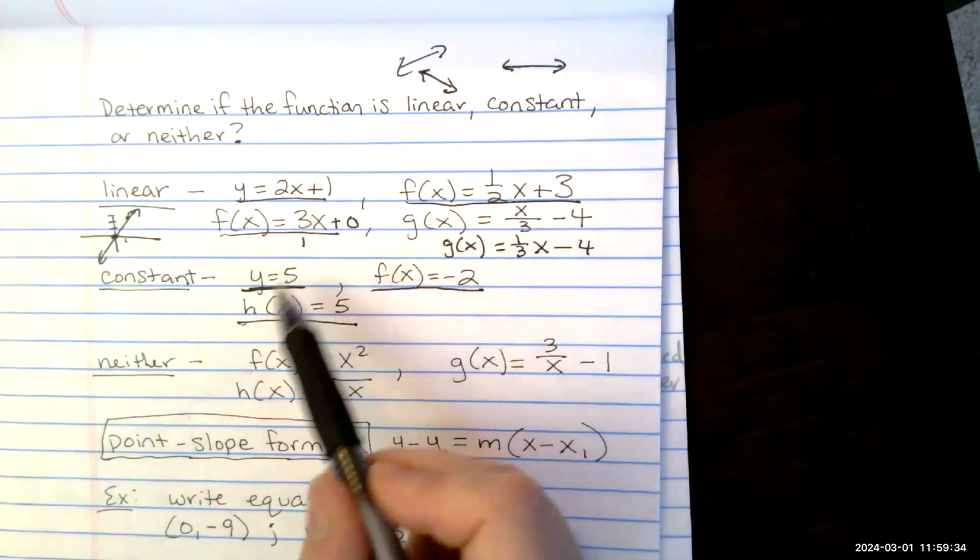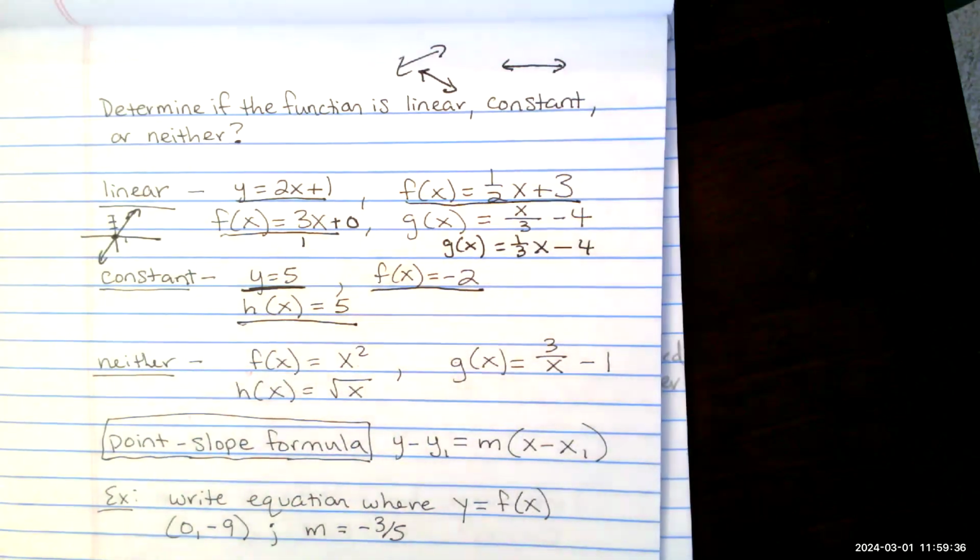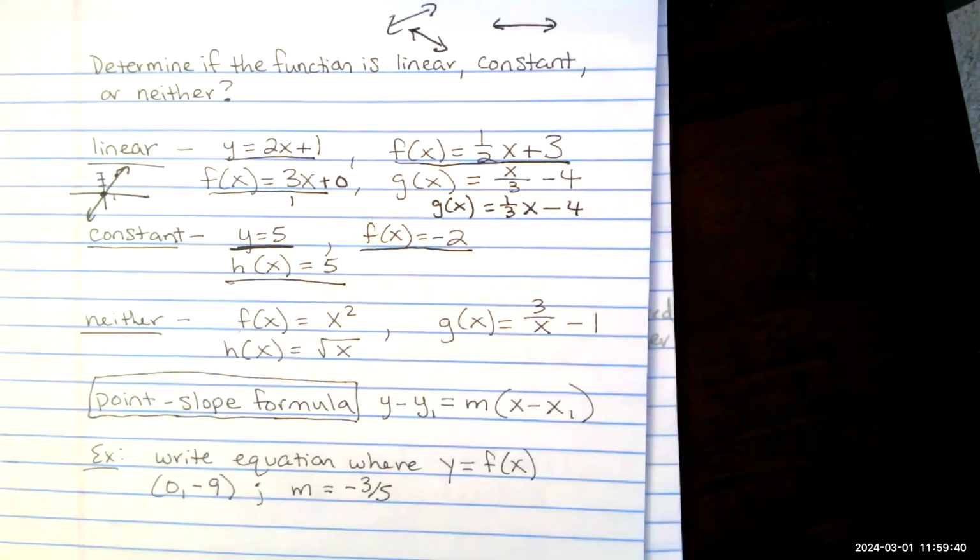So all three of these would be constant. If I graphed them, they would just be straight horizontal lines. So here are some examples of neither, and the key to it being neither is the x.